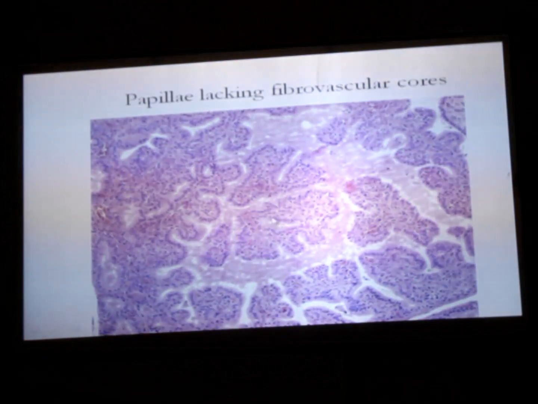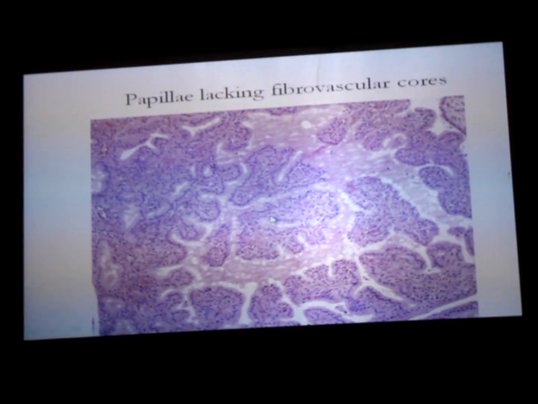This is another slide of Graves' disease. This is scalloping of colloid. This is the colloid, and these are epithelial cells. Since it is a hyperplastic lesion, there is a lot of papillary formation, but these papillae don't have fibrovascular cores. If you see fibrovascular cores, usually it is papillary carcinoma.